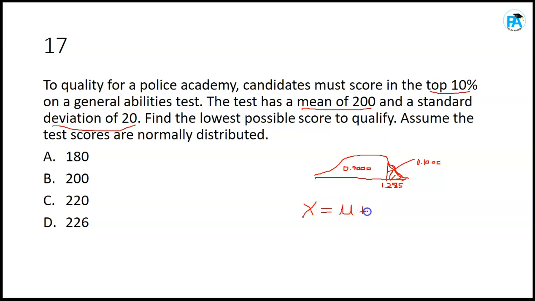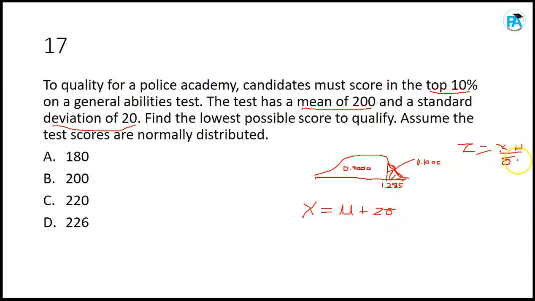plus Z times standard deviation. Z times standard deviation. It's not any new formula, okay? It is derived from Z equals X minus mean over standard deviation. X minus mean over, just what we've been doing here. Okay, I made X the subject. Making X the subject, you get X to be equal to mean plus Z times standard deviation.